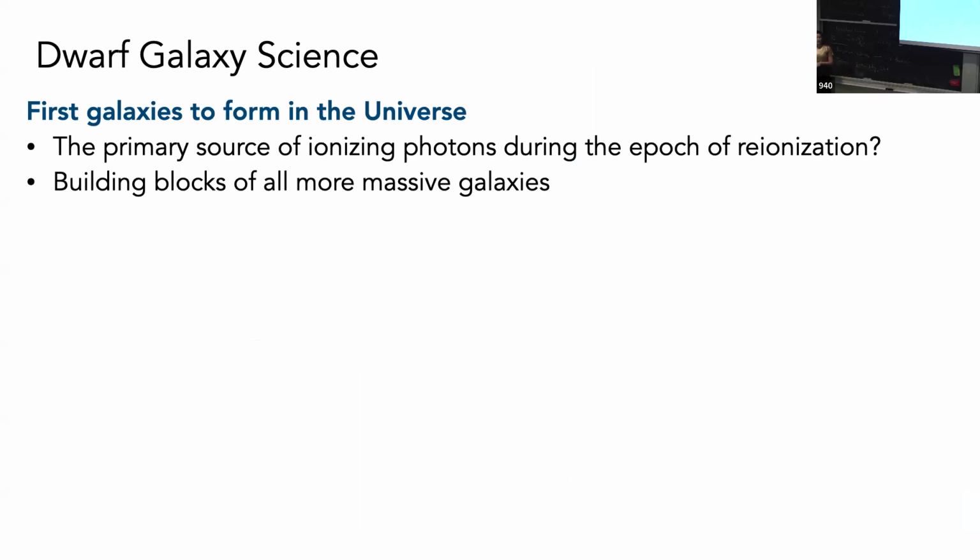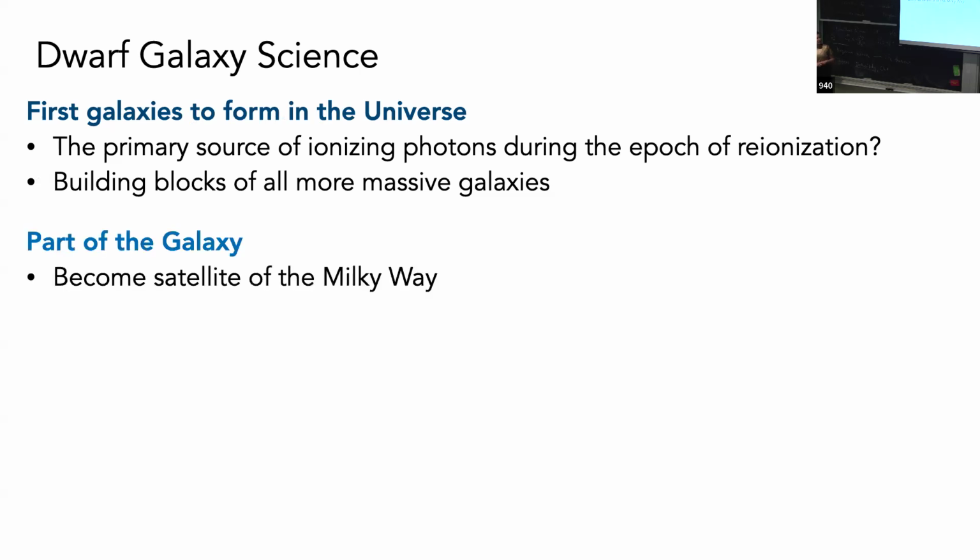There is a lot of science that can be done with dwarf galaxies. These are what we think are the first galaxies to form in the universe. And we think they might have reionized the universe early on. They are also the building blocks of more massive galaxies, by merging with each other and by accretion into the halos of more massive galaxies. If you want to understand the Milky Way, or generally the assembly of massive galaxies, then dwarf galaxies are part of the Milky Way ecosystem.